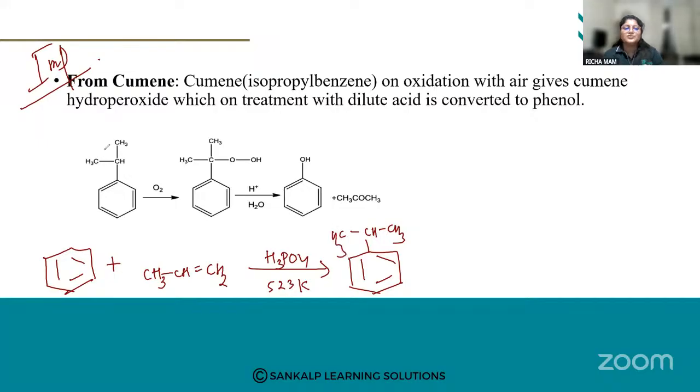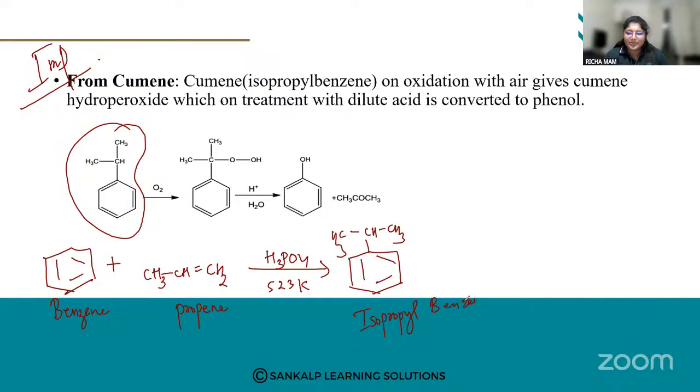So how to get this? The steps are these. I'm going to take benzene and react it with propene in the presence of H3PO4 at 523 Kelvin. I am going to get isopropyl benzene. Now this isopropyl benzene, which is called cumene, what are we going to do further?